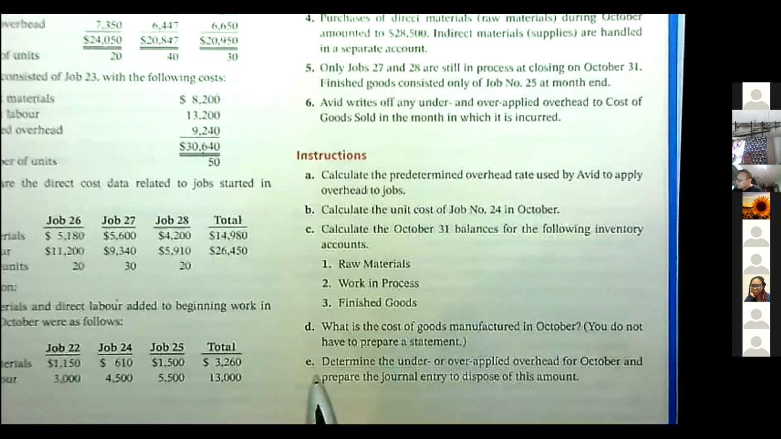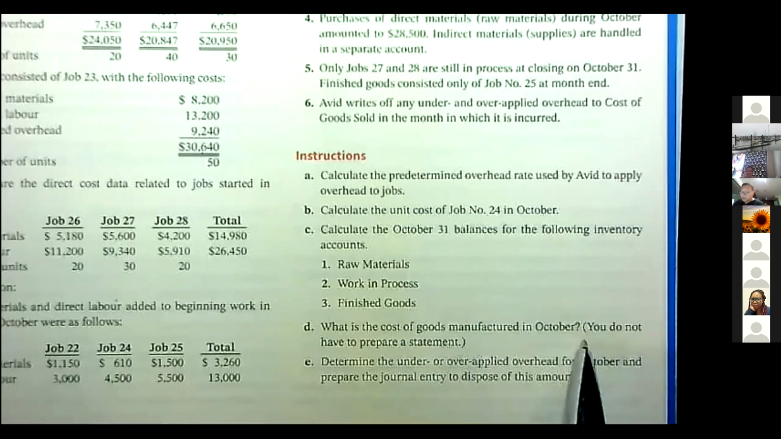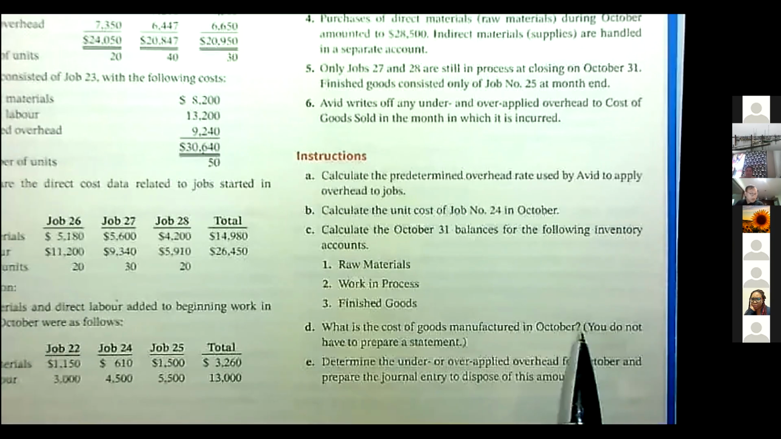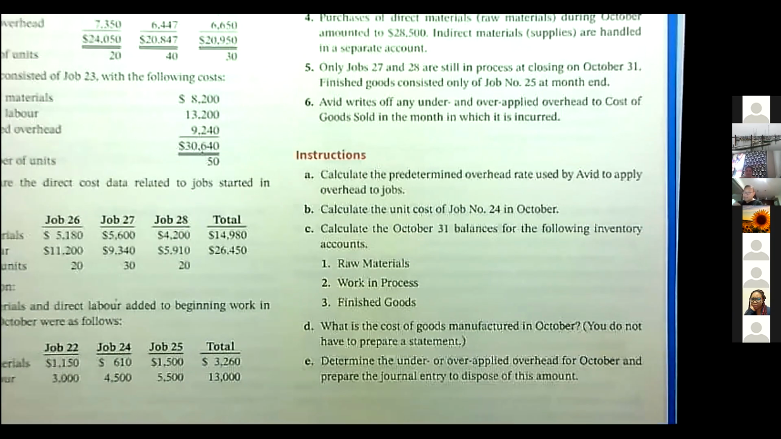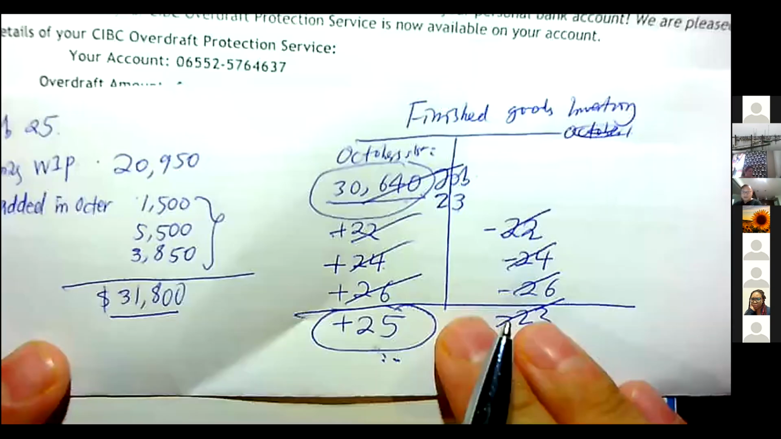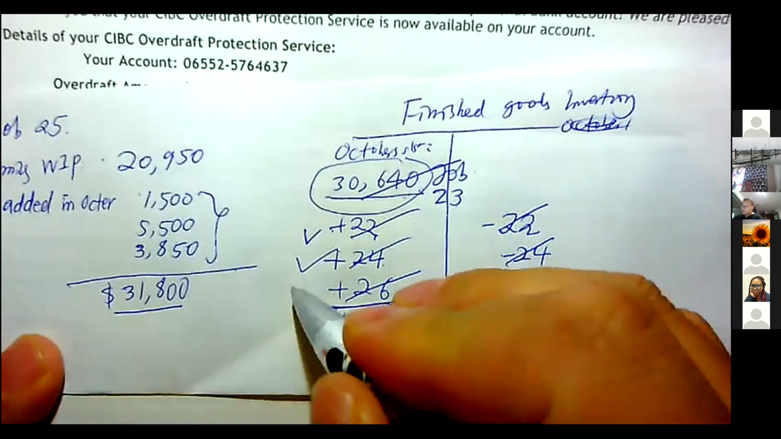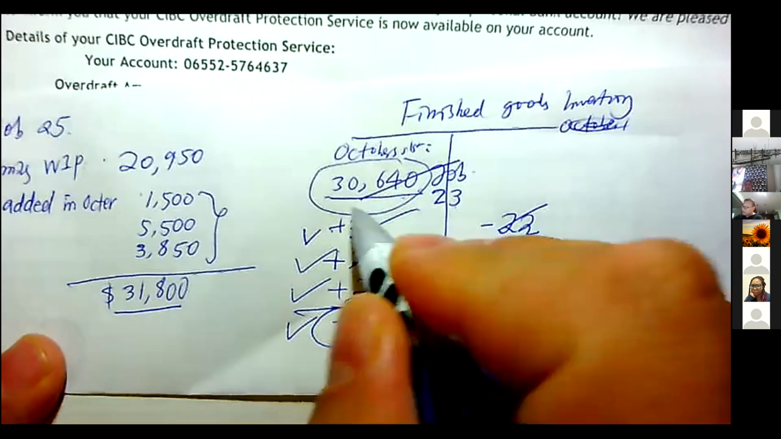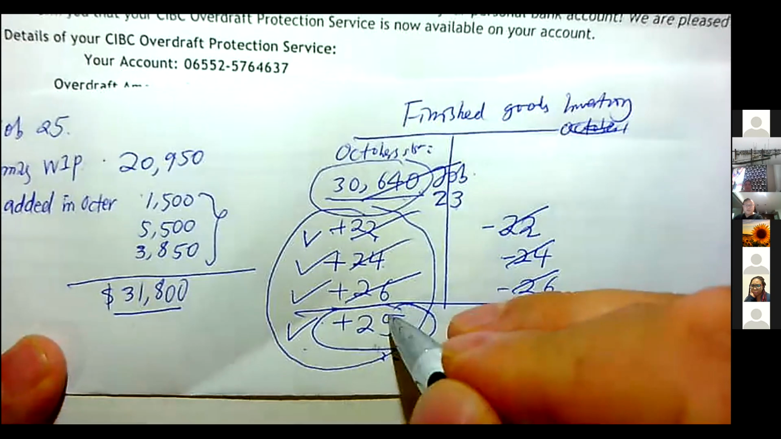So part D here is: what is the cost of goods manufactured in October? We want to know what's come out of the work in process, right? And you know that. What's come out of the work in process in October? That will be jobs 24, 22, 26, and 25. These come out of the work in process and go into the finished goods inventory.